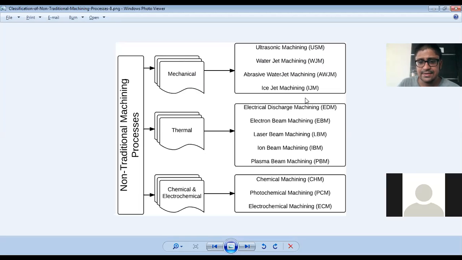The second category is thermal. So here, basically we use heat to remove the metal, maybe layer by layer or maybe in bulk. So for that, we have these categories, right? EDM, electro discharge machining, that we do have in our workshop. And most of you have hands-on experience on this machine. So we can use the conductive material, right, as a cutting tool in the form of wire, if it is a wire cut.